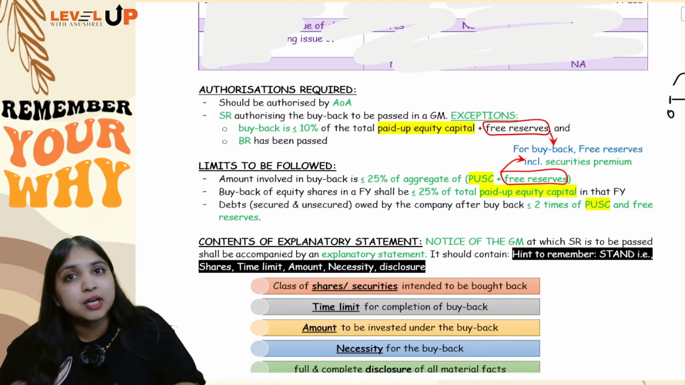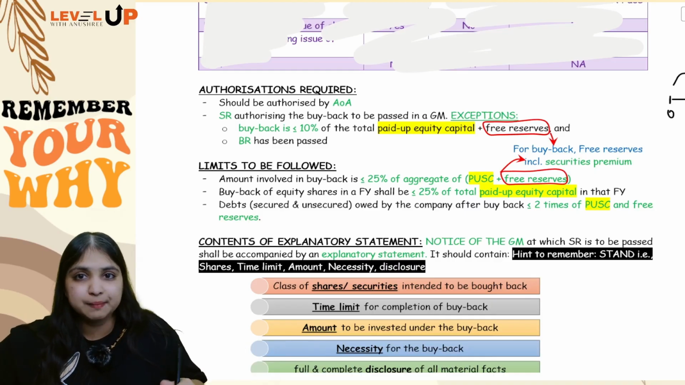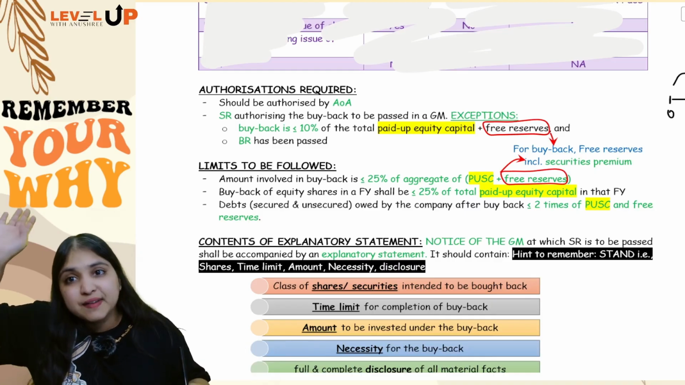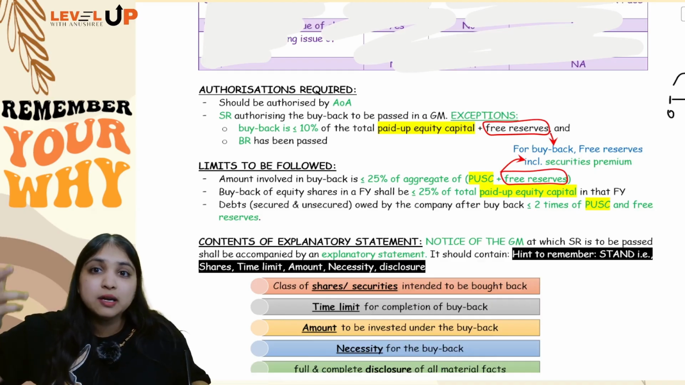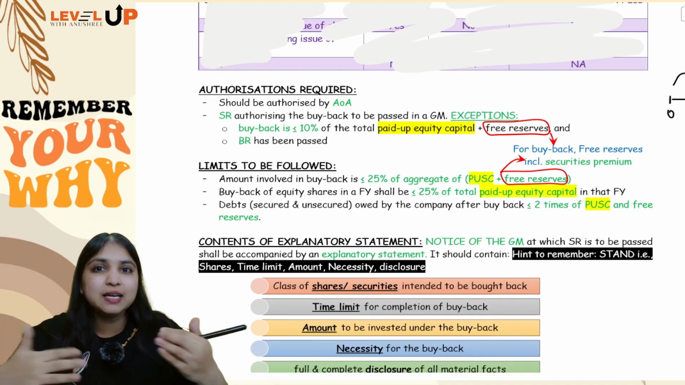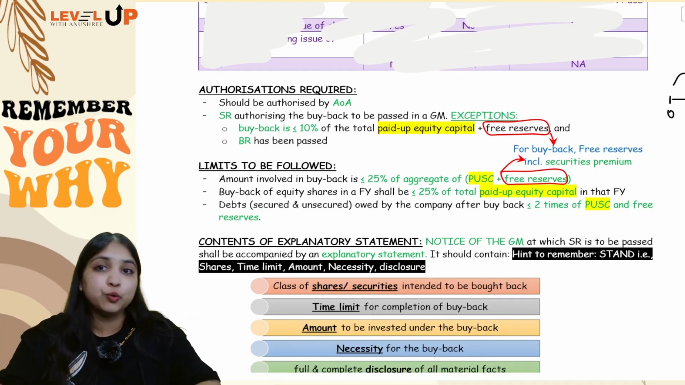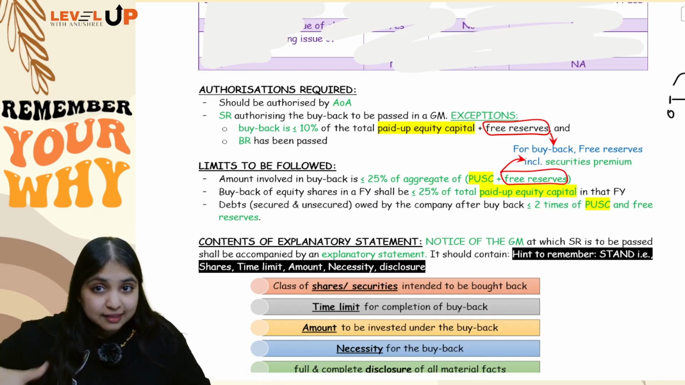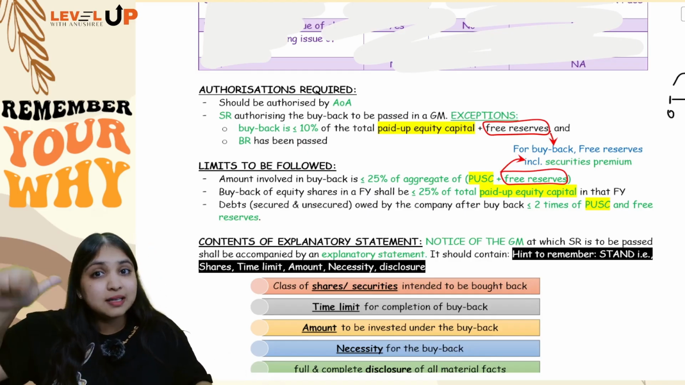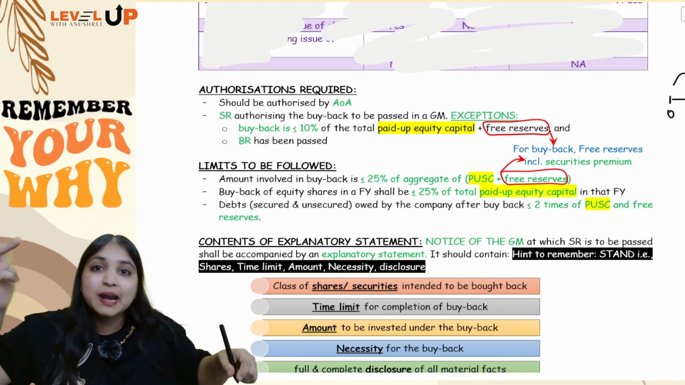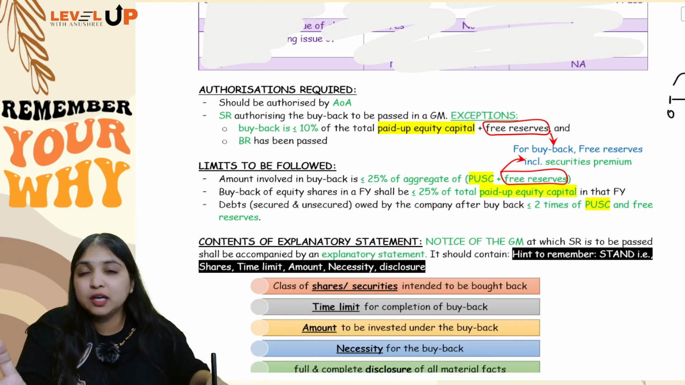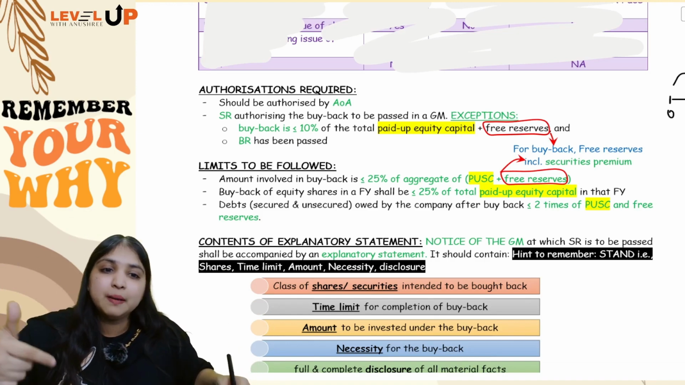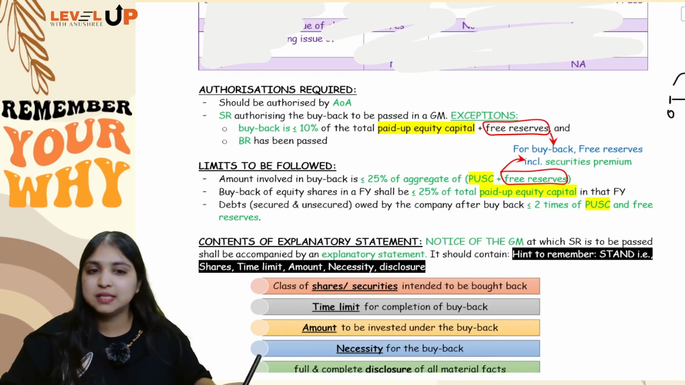And number 3, after buyback, yes, debt can be more, equity can be less. But it can't be like debt is very high. Debt should not be more than 2 times of equity. So debt by equity should be less than or equal to 2. It should not be more than 2. When you're doing this debt equity calculation, remember this calculation is done post buyback. And also remember, the denominator, equity, will be equity share capital plus free reserves plus securities premium.